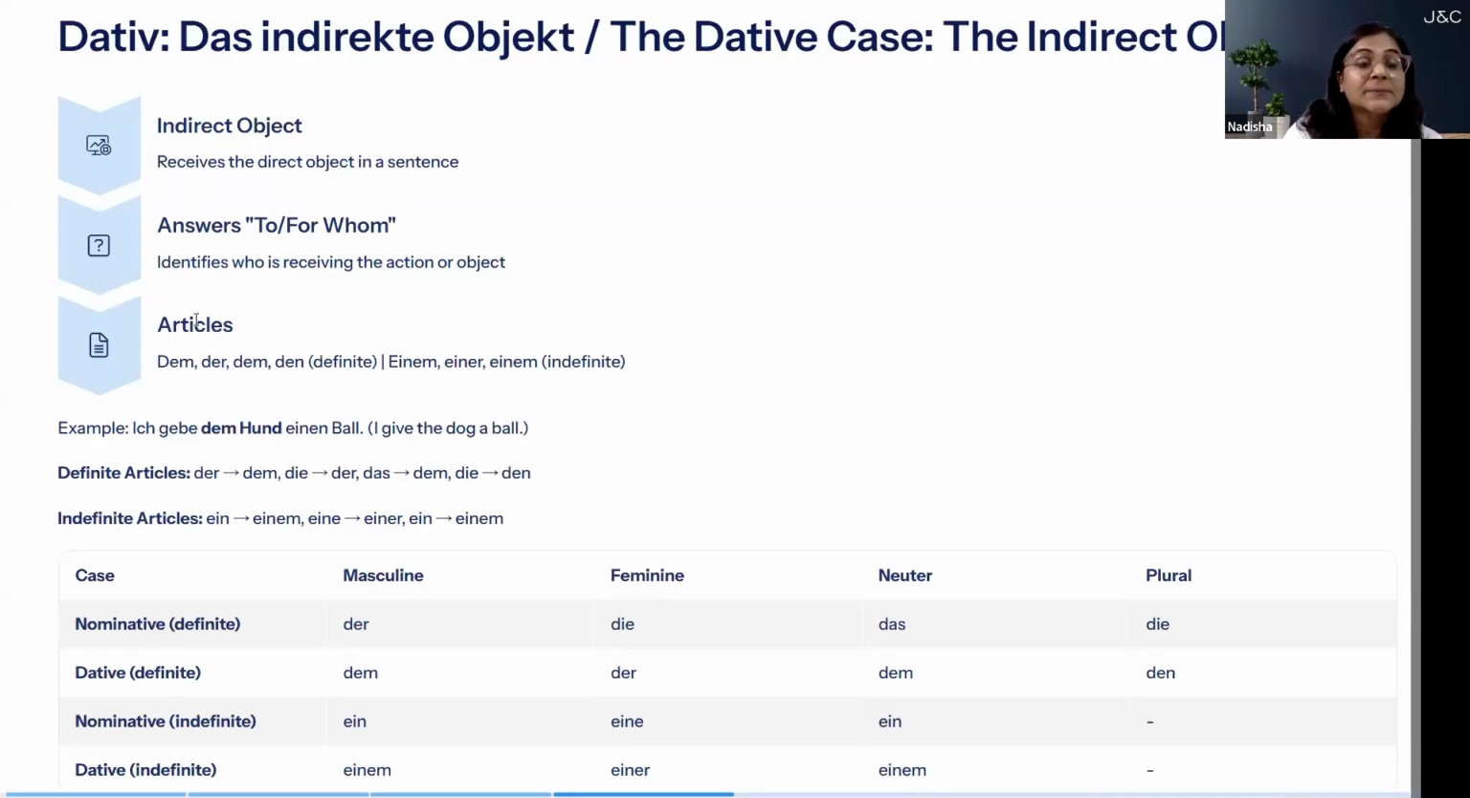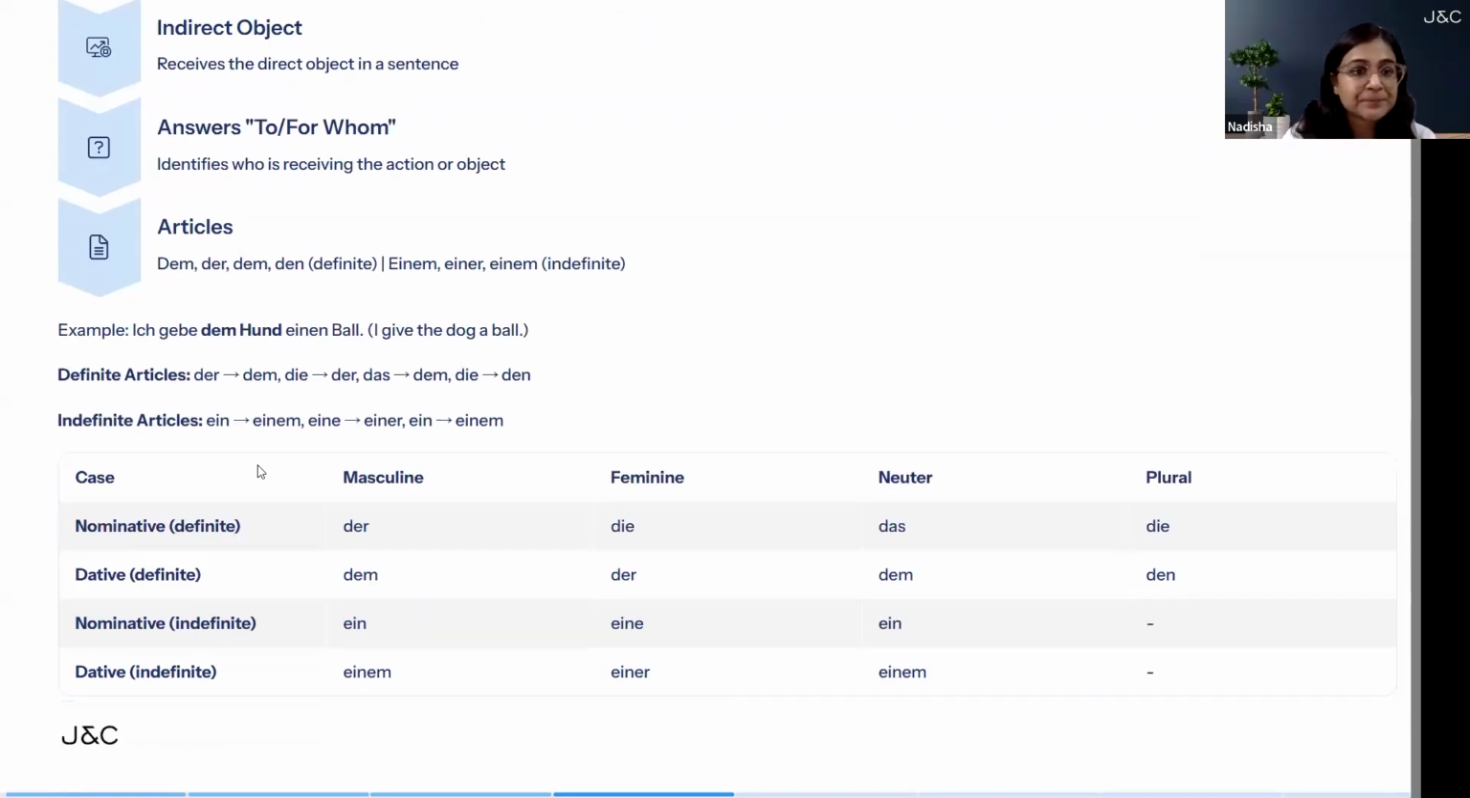Okay. Now the article becomes dem, der, dem, den for the definite article, and for the indefinite article it is einem, einer, einem. It changes completely. Okay. If you see here, nominative is der, die, das, die, right? Dative becomes dem, der, dem, den. Okay. Dem for masculine, der for feminine, dem for neutral, and den for plural. And here it becomes einem, einer, einem. Nominative is ein, eine, ein, but dative becomes einem for masculine, einer for feminine, einem for neutral.